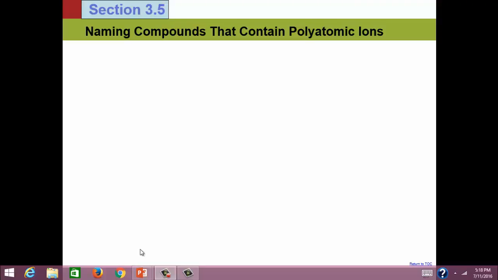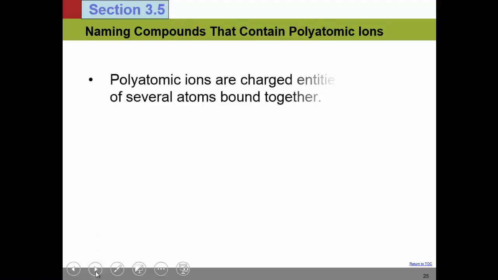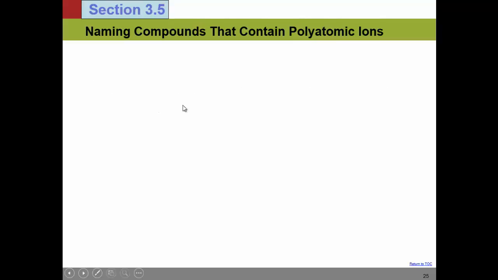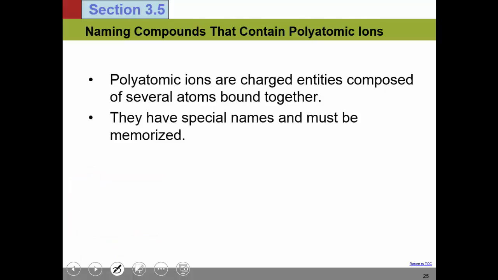We're in section 3.5, and we just had gone forward a little bit to 3.6. We're back to 3.5, the polyatomic ions. These are ions that are charged, and they are comprised of several atoms together.